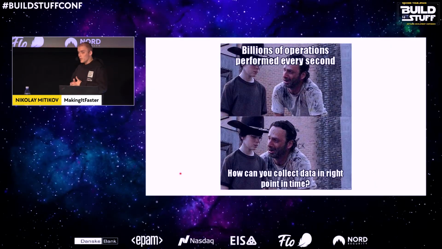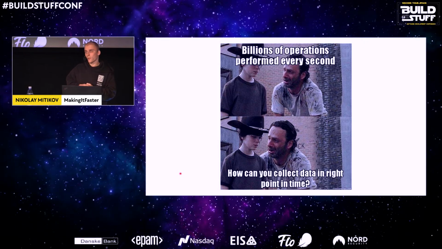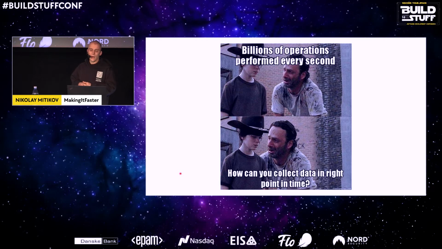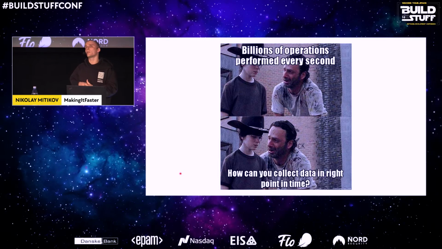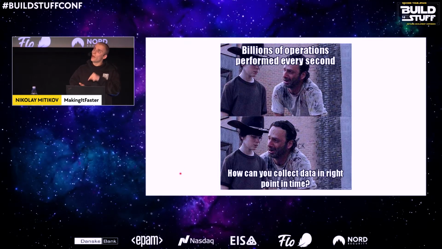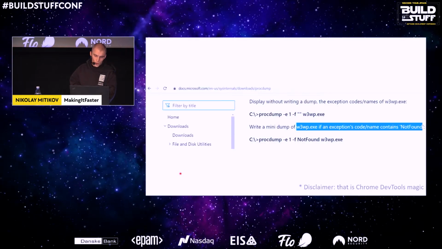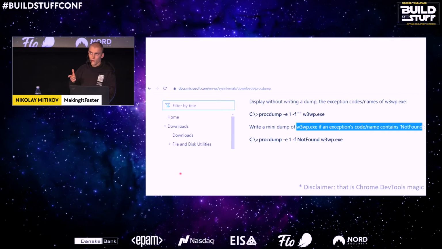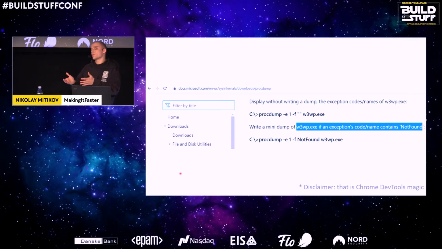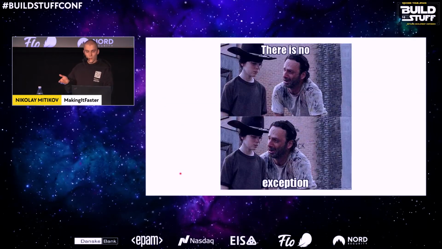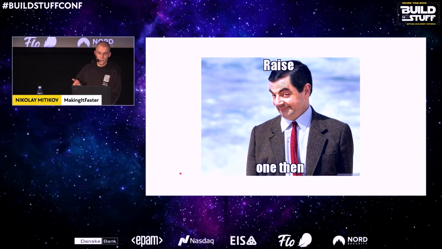The next question would be, if we get billions of operations performed every second, how can we be sure to collect at the right point in time when we're interested? For example, I'd like to know everything in this specific time. And as I mentioned, there is a way of command line collection. And then you can collect the memory snapshot in an exceptional situation. But if there is no exception, you could raise one, right?